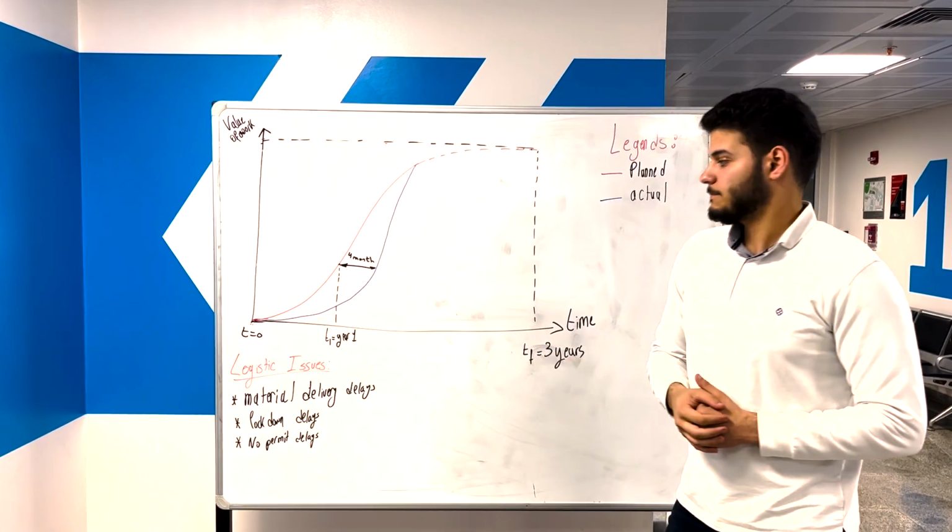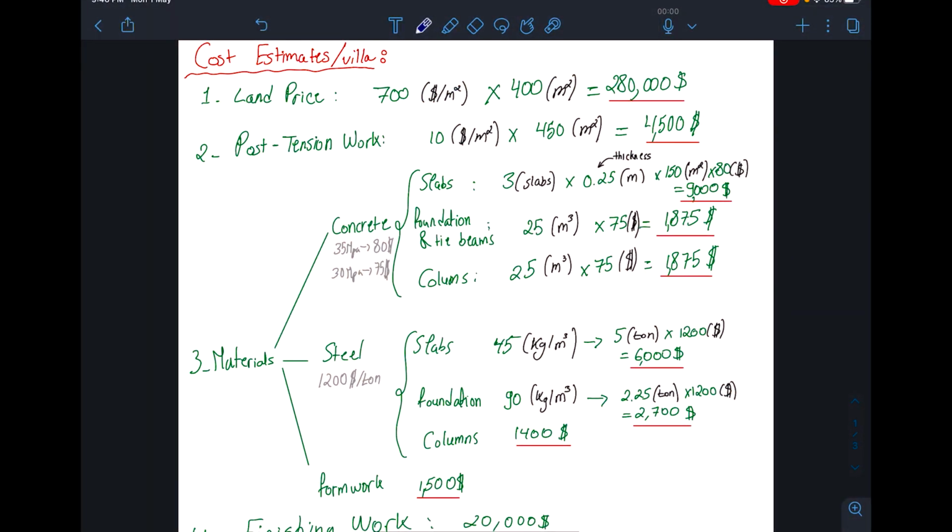And that's mainly it. As for the cost estimates, all the details are present on the slide, but we'll not pass over everything as this will take forever, so we'll just discuss the important factors. So for the land price, each square meter costs around $700. The land area includes the garden around the villa itself, and the parking spots. As for the post-tension work, each square meter costs around $10.